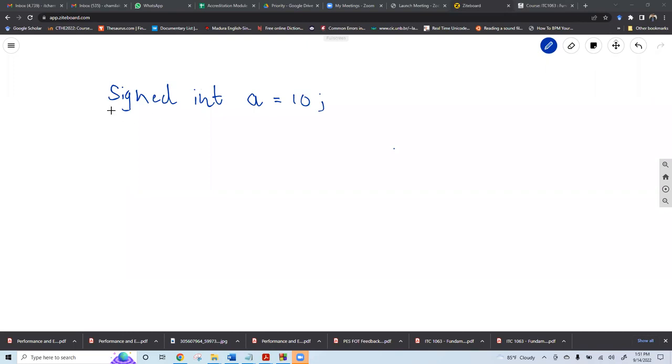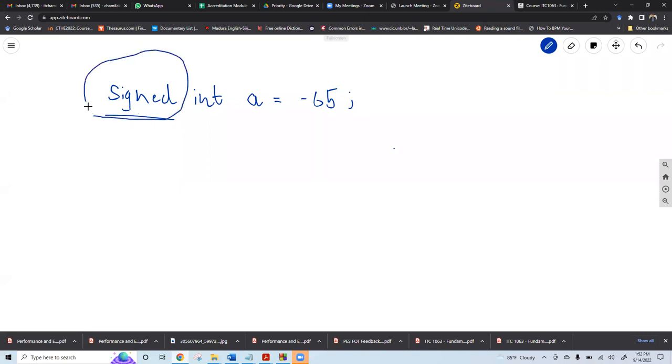So if you say signed int, in that case, the sign would be considered, right? So we can assign minus values, for example. We can represent minus and plus, that means negative and positive, both negative and positive. So why do we have this signed and unsigned, right?